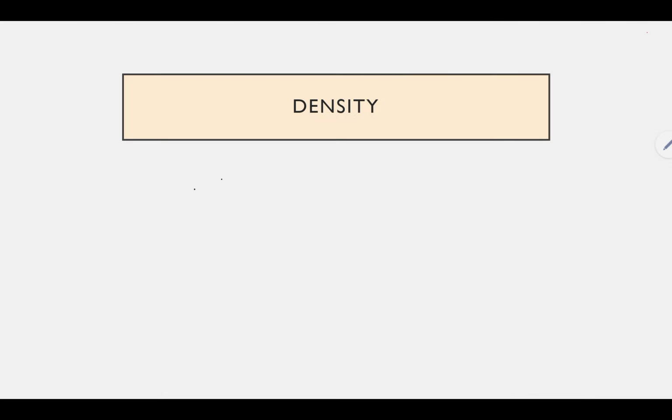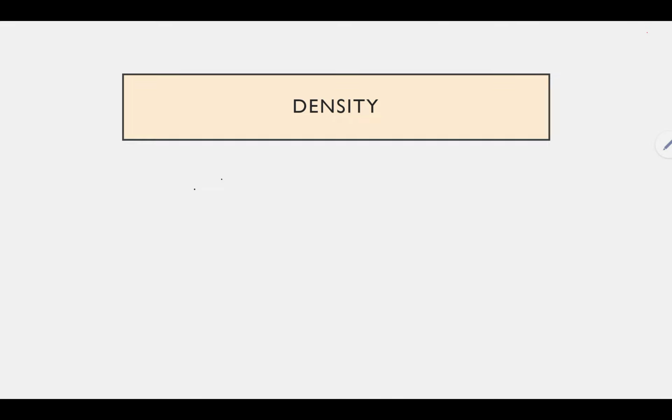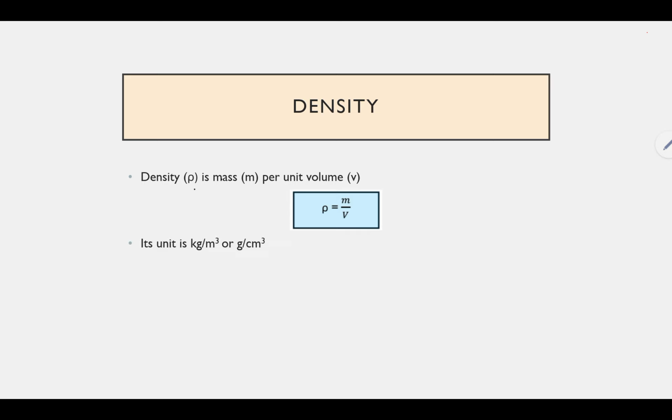So, what is density? Density is mass per unit volume. Please be very careful with the symbols. Now, if my mass is in kilograms and my volume is in meter cube, then the density will be in kilograms per meter cube. If my mass is in grams and my volume is in centimeter cube, then my density will be grams per centimeter cube.